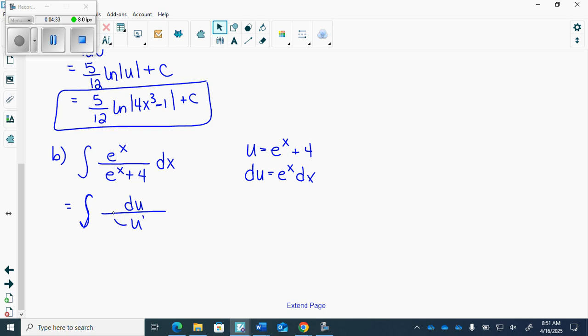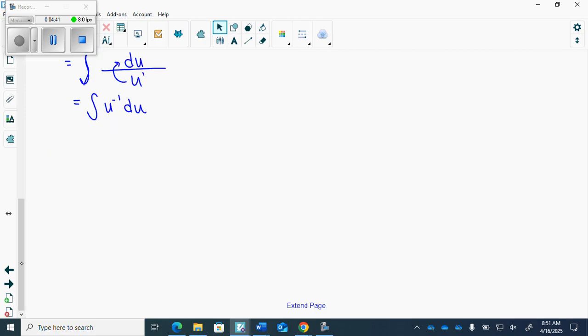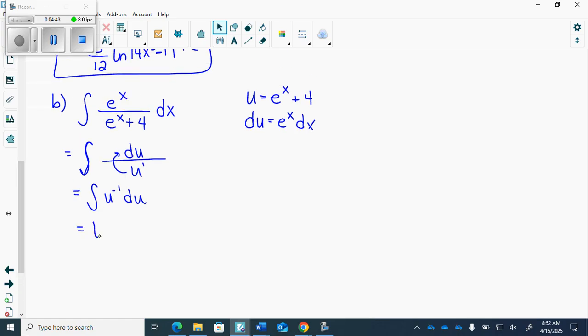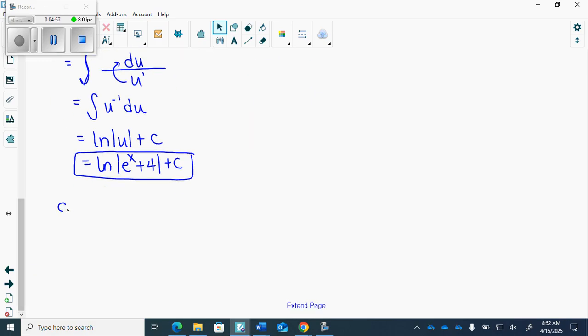Most often people are better if they move this up. So they'll go u to the negative 1 du. And what's the antiderivative of u to the negative 1? Ln. So ln of absolute value of u plus c, which equals ln of absolute value of e to the x plus 4 plus c. All right.